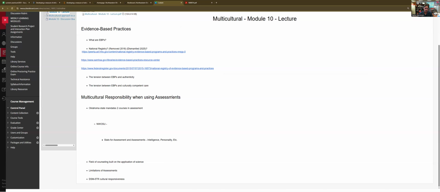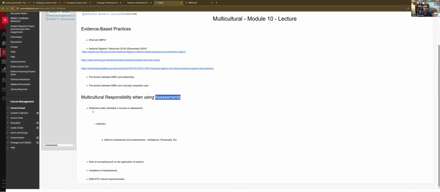Assessments. Assessments are at the mercy of science. They're at the mercy of the replicable, or the studies that they've done, which are trying to be replicable and trying to establish validity in and of themselves. And so there are some limitations, oftentimes, with the groups that are sampled.